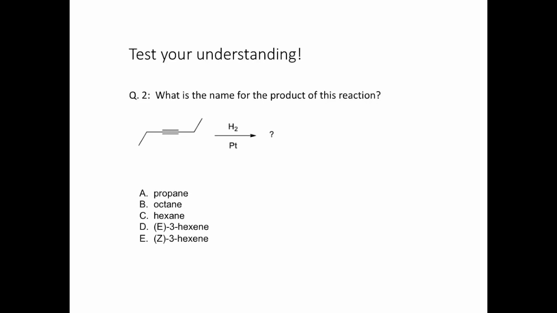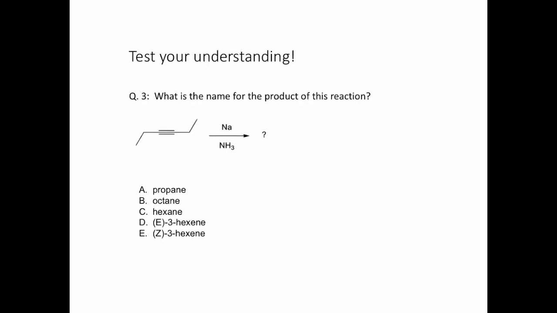The next few are going to look at the different types of reductions with alkynes. So for this one, if you use hydrogen with platinum, what would your product be? Would you get an alkane or would you get an alkene? Again, here's another reduction, but this time we're using sodium in liquid ammonia. You could also use lithium metal here. What type of product would you get here?